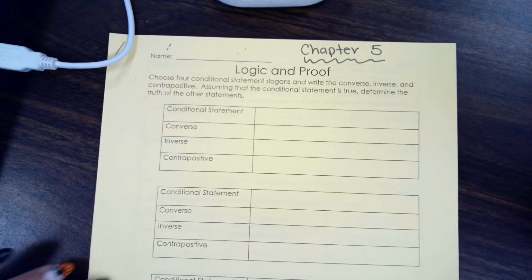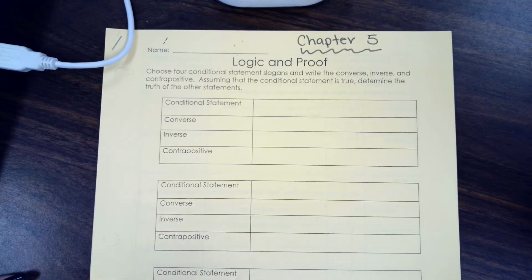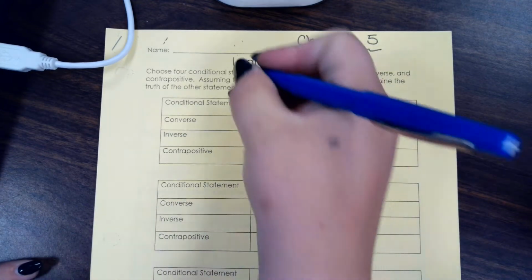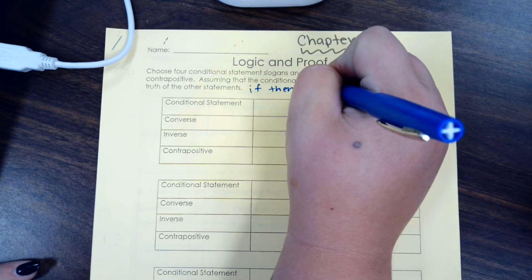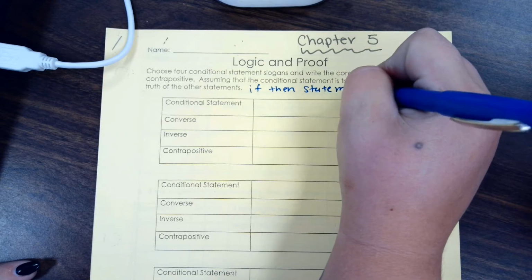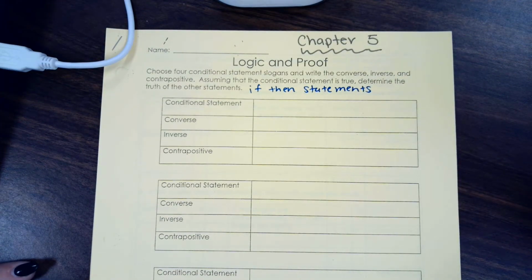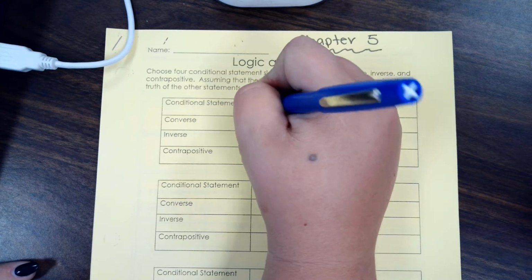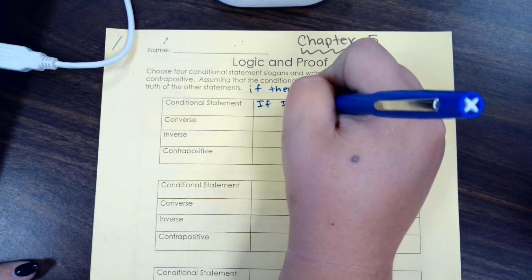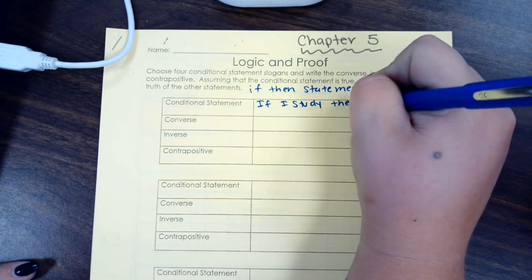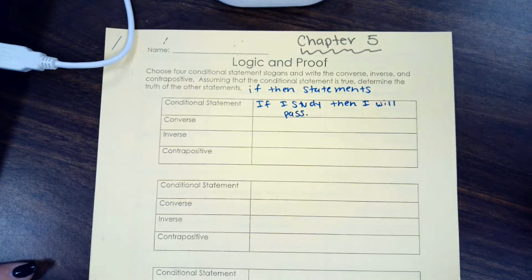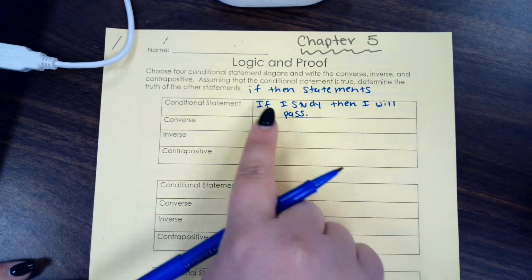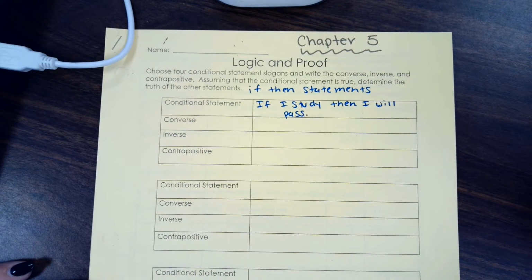We're going to start Chapter 5 by writing conditional statements, the converse, inverse, and contrapositive. So, conditional statements are if-then statements. An example of that would be if I study, then I will pass. So if I study, then I will pass. That's what I mean when I say if-then statement.